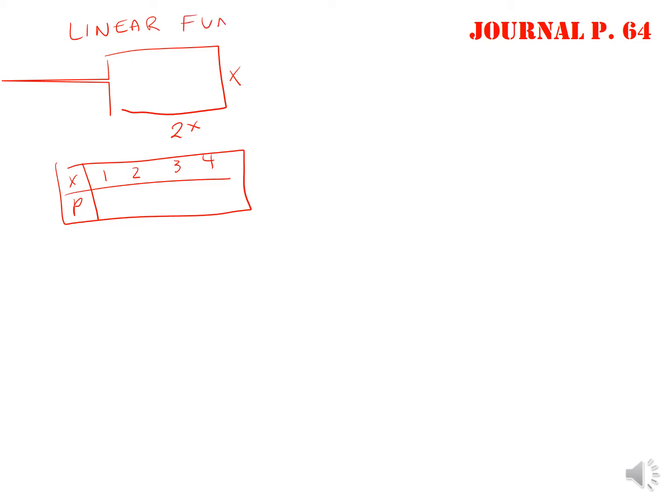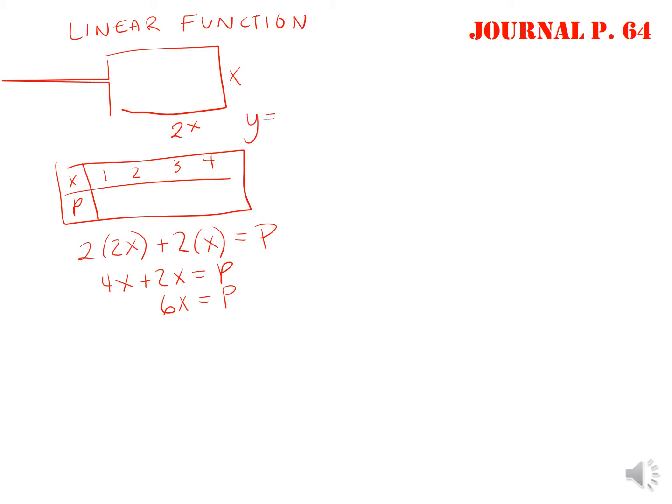So I want to show you that the giveaway is in the formula. Okay, so the perimeter of something would be 2 times the length plus 2 times the width, and that would equal the perimeter. So we would multiply that out. We'd get 4x plus 2x equals our perimeter, or 6x equals the perimeter. As long as this can be written in slope-intercept form, which, let's say our perimeter is y equals 6x, this is slope-intercept form, this is going to be linear.